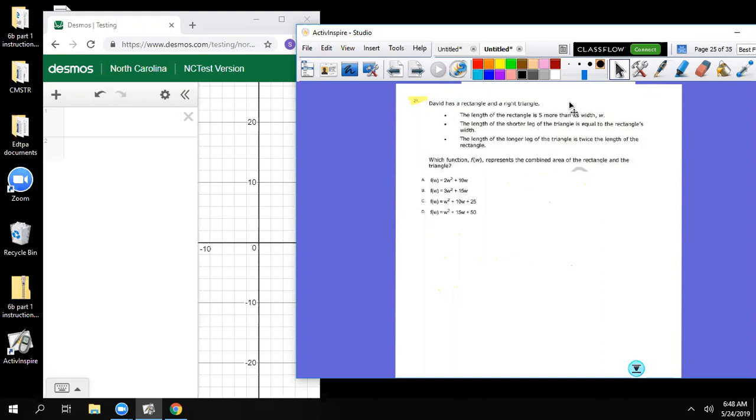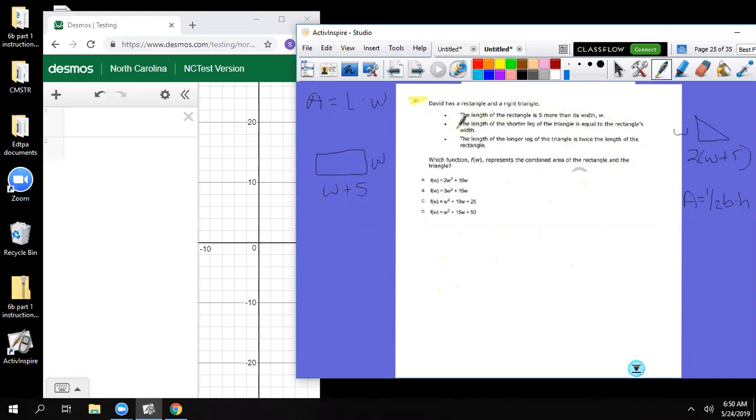So the first thing that we always want to do is start by drawing our figures. So let's go ahead and draw our rectangle with the given dimensions and the right triangle with the given dimensions. Okay, so here are our figures. We have our rectangle on one side. We know that the area of a rectangle is always length times width. According to our first statement, the length of the rectangle is 5 more than its width, W. So W plus 5 is equal to the length. And I know that width, according to the statement, is W. So we have our length and we have our width.